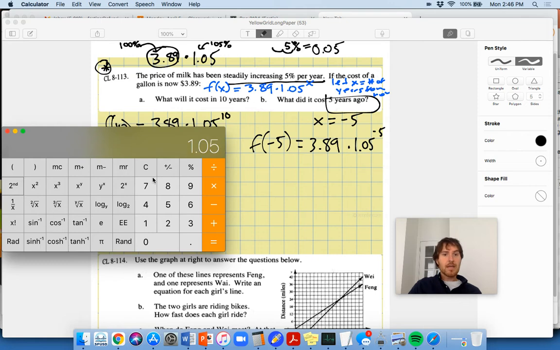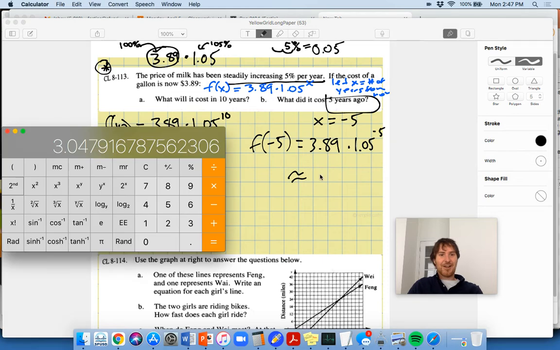All right, 1.05, take it to the, this is y to the x, I don't know what that does here. I'm doing x to the y. Take it to the -5th power, so I get 5, and then I make it negative. And that's what we got there. So remember, a negative exponent is repeated division. I could have done 3.89 divided by 1.05, divided by 1.05, five times. But this might be easier: 1.05 to the -5th power, multiply by 3.89, and I get $3.04.